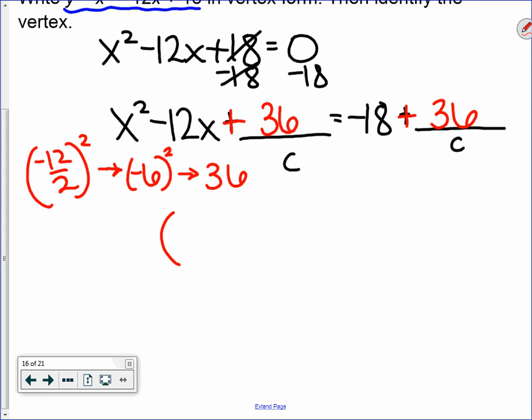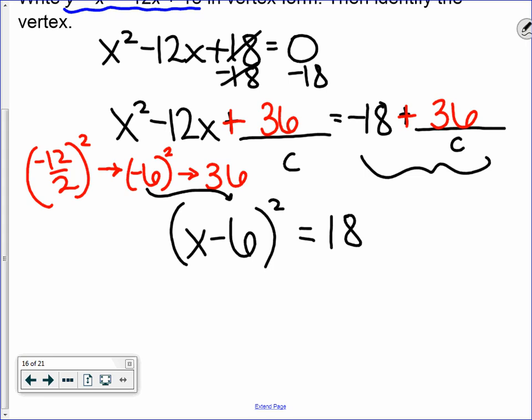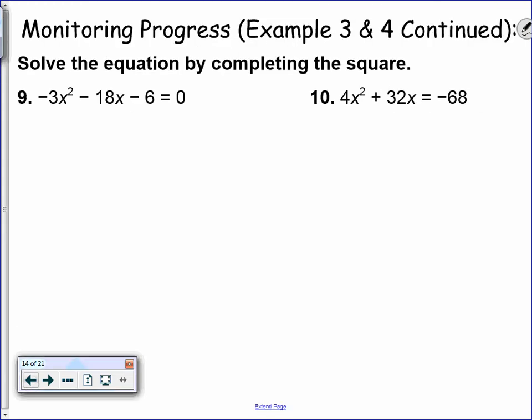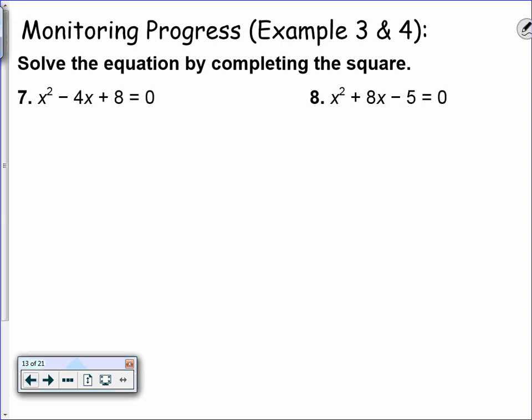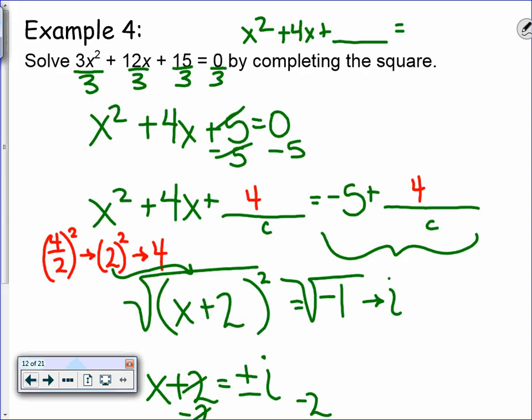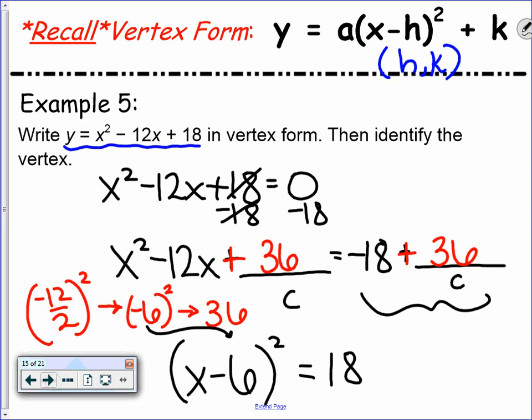When we're writing the next part as a perfect, or as a binomial squared, we've got x, and we are going to figure out what multiplies to give us 36 and adds to give us negative 12. And remember, it's always this number here. So since the 6 was negative, it's x minus 6 squared equals negative 18 plus 36 is 18. Now before, on the last lesson, we had to solve. So remember, when we solved, we got 2 different answers. Well, on this example, we don't want to solve. We just want to write in vertex form, and then we want to identify the vertex.